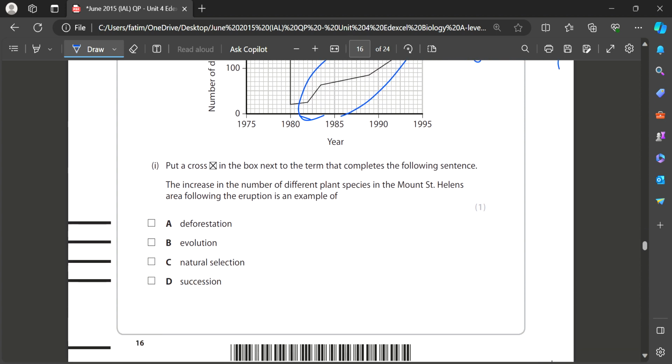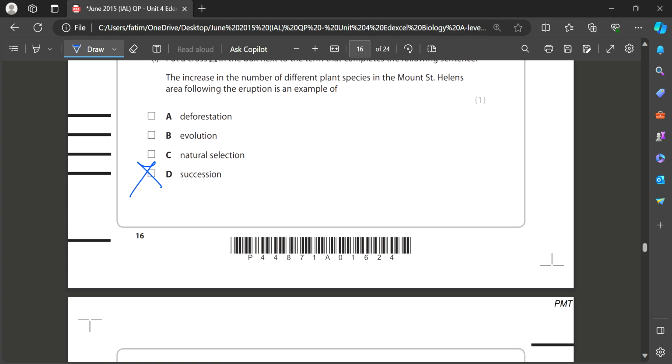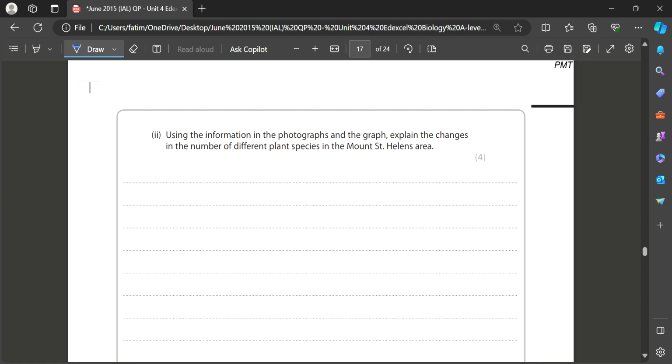Okay, we have an MCQ over here. The increase in the number of different plant species in Mount St. Helens fall area following the eruption is an example of deforestation. That's stupid. Evolution, no. Natural selection, no. And succession, here we are. I already mentioned it before, so it shouldn't be a problem.